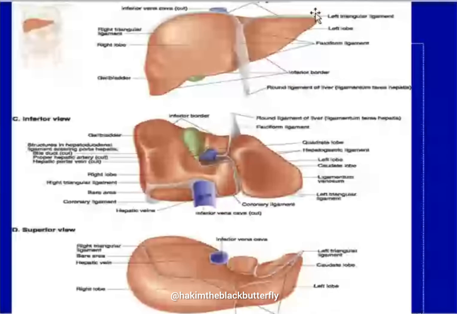liver onto the undersurface of the thoracic diaphragm, whereas the falciform ligament attaches the liver onto the anterior abdominal wall. So the liver is attached onto the thoracic diaphragm by the right and left coronary ligaments and then right and left triangular ligaments. And it is in turn attached onto the anterior abdominal wall by the falciform ligament and the round ligament of the liver. Hence, the liver is fixed in position by its attachments onto the thoracic diaphragm and onto the anterior abdominal wall.